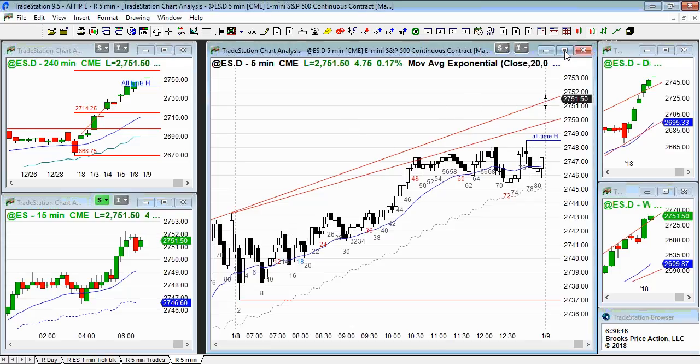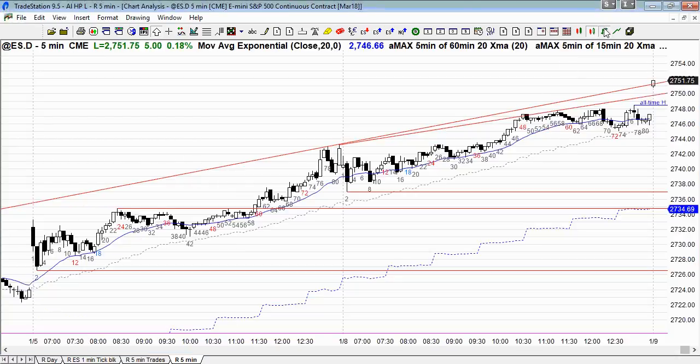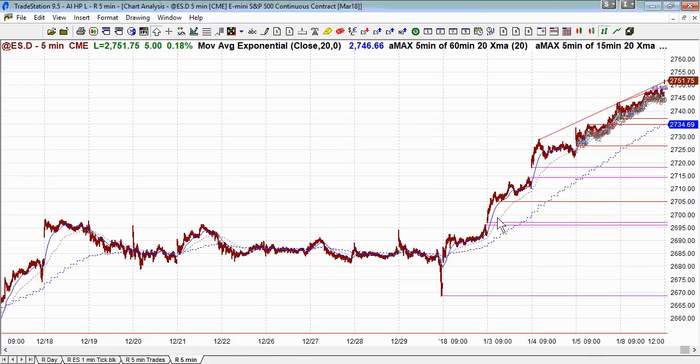E-mini gapping up again today. Different ways to draw a channel. We have a measured move up, potentially from this gap, around 2760. I don't know if we'll get there. In fact, I do not think we will.